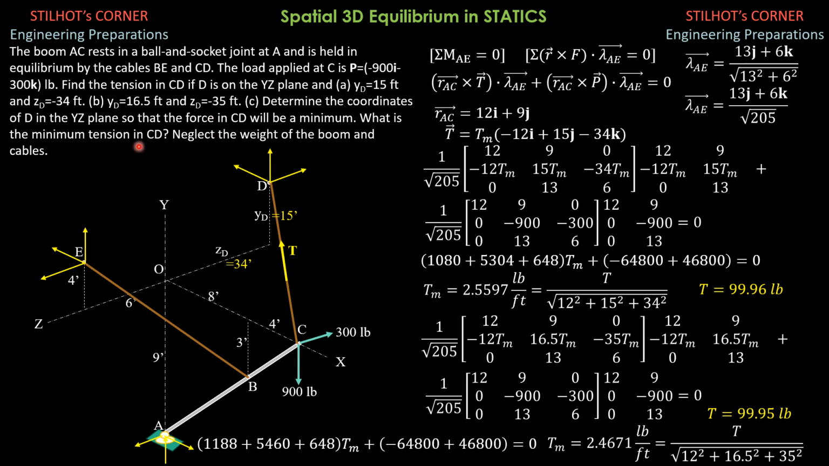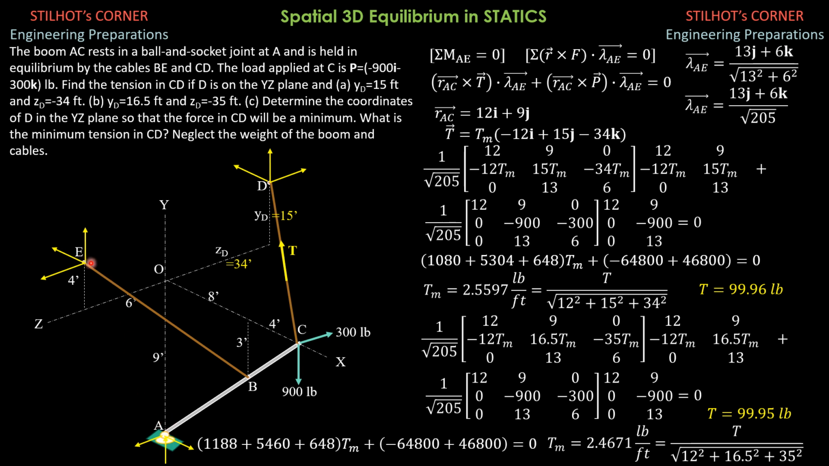What is the minimum tension in CD? Neglect the weight of the boom and cables. So to directly determine the magnitude of the tension in CD, which I call T, we should sum up moments about an axis where all or most of the unknowns will be eliminated, leaving only the tension in CD as the unknown, and that is axis AE, because we have another unknown tension in BE. So we should choose AE as an axis.